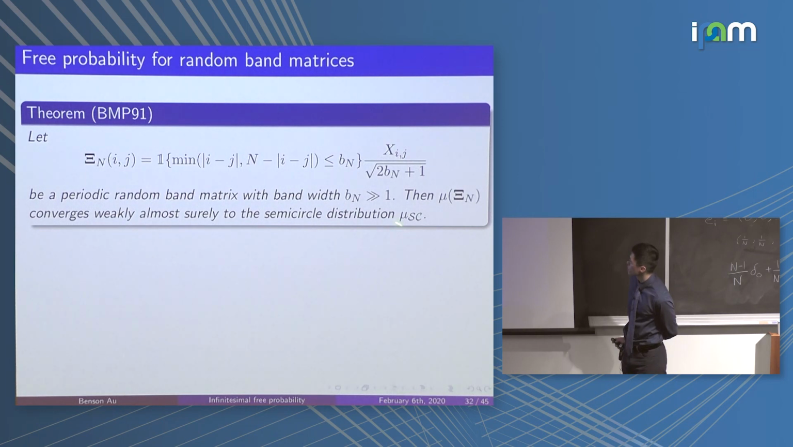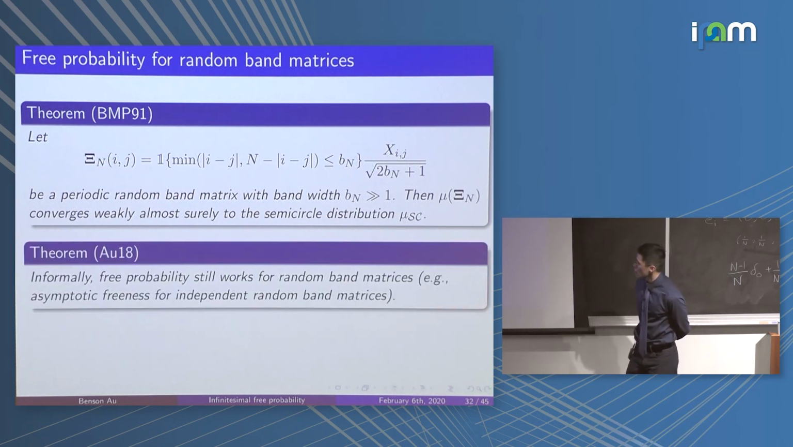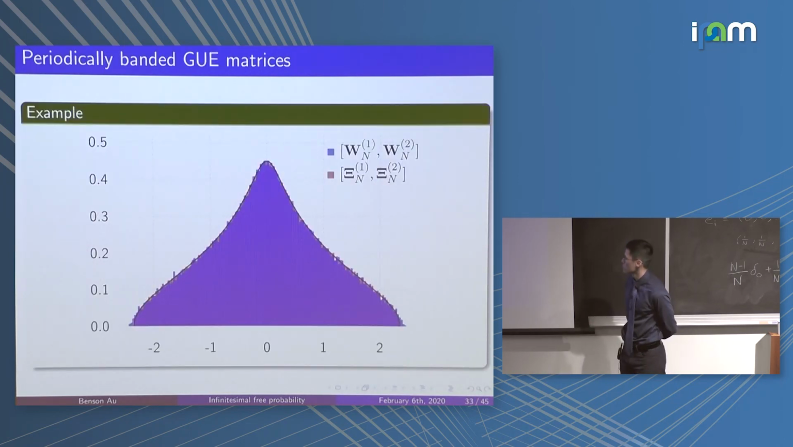For a single matrix, we still have convergence to the semicircle distribution. And what we showed earlier was that free probability still works for random band matrices. You can do everything that you would want to do in the usual case. For example, if you have independent random band matrices, they're still asymptotically free.